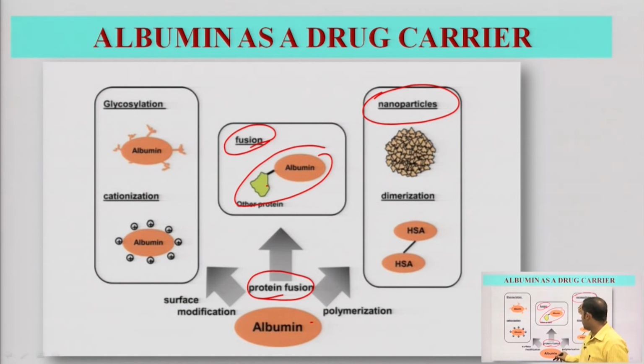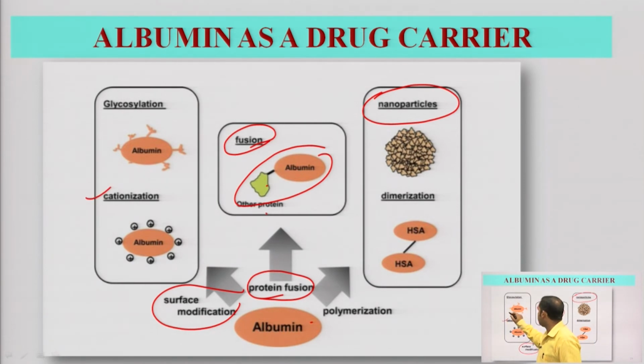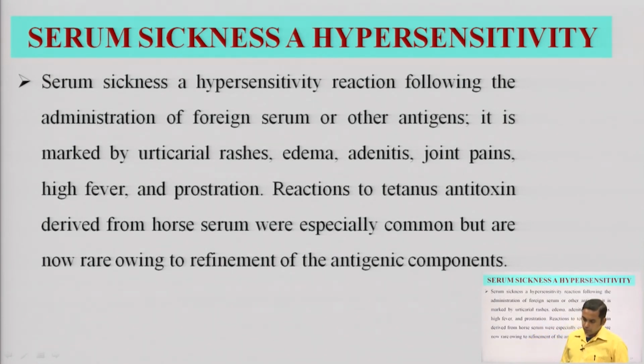If you want to inject some protein into a person's body, you can make a fusion and use this technique for drug delivery. In case of surface modification like cationization or glycosylation, you can also use albumin. So, as a drug carrier it can also be used, and serum sickness as a hypersensitivity is very important.